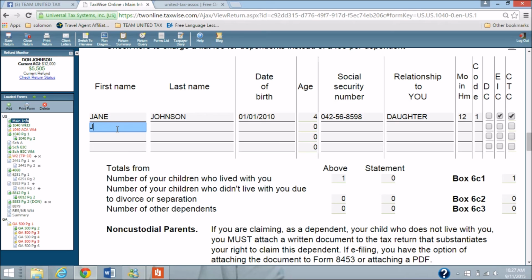Let's just say he had another dependent. So this is how the earned income credit works. Okay, now the refund went up to $7,300. And it's as simple as that.